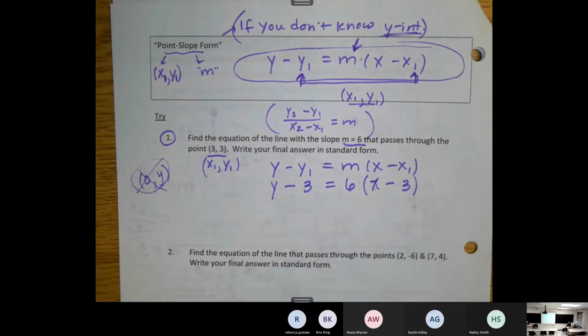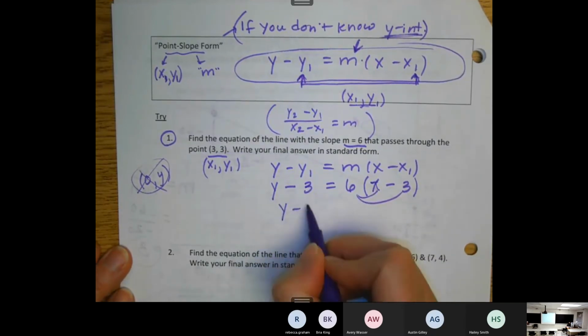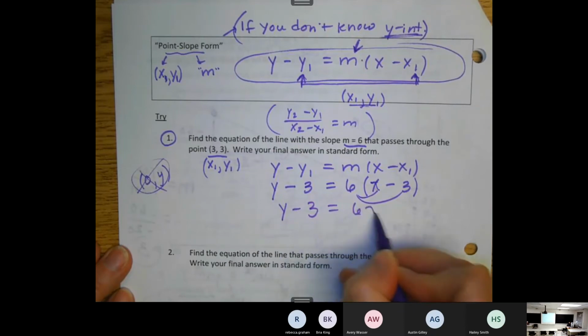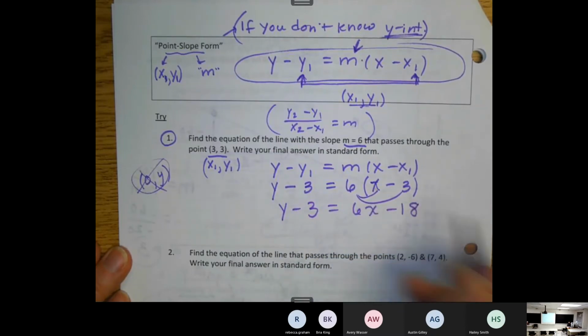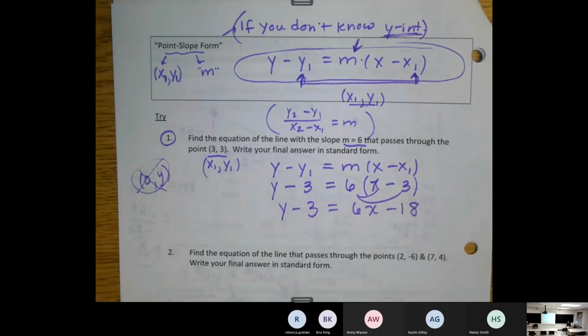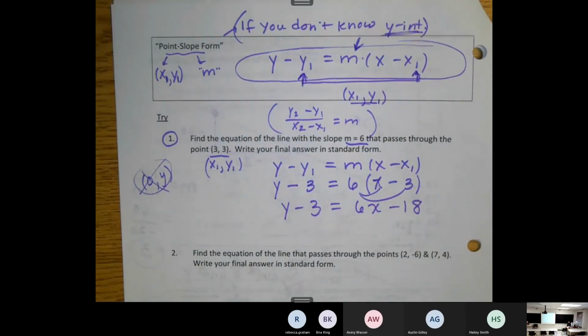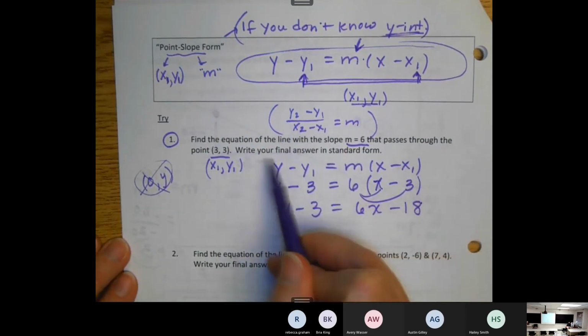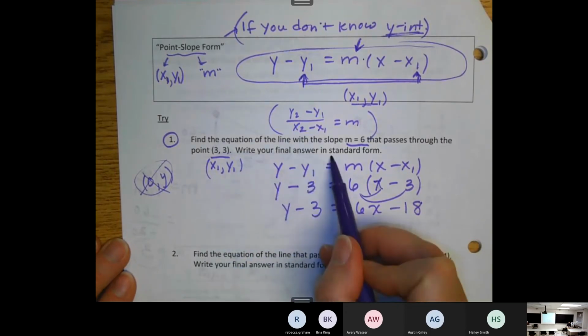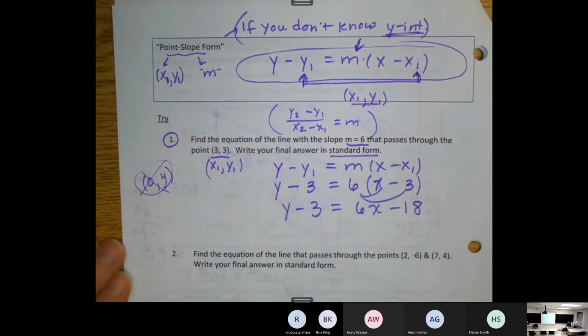So the equation then usually needs to be simplified a little bit. A good way to get started is distributing. So y minus 3 equals 6x minus 18. Looks a little bit simpler without those parentheses there. You might have noticed also in the instructions it says write your answer in standard form.